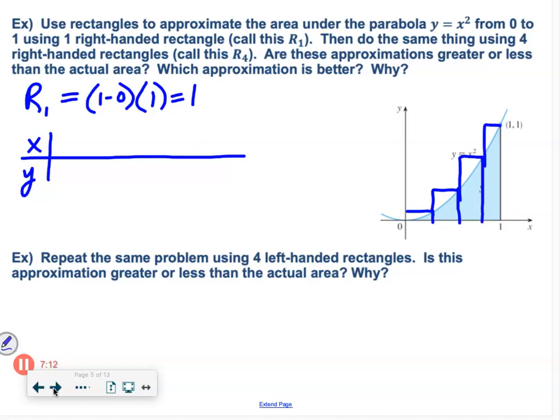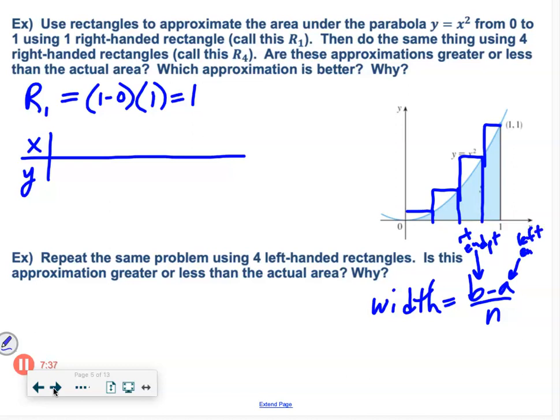It would help if we knew how to find the width. In this case, we're going from 0 to 1. We have 4 rectangles. We know the width is 1/4. Just in general, width is always b minus a over n, where b is your right endpoint, a is your left endpoint, and n is the number of rectangles. So in this one, our width would be 1 minus 0 over 4, or 1/4.